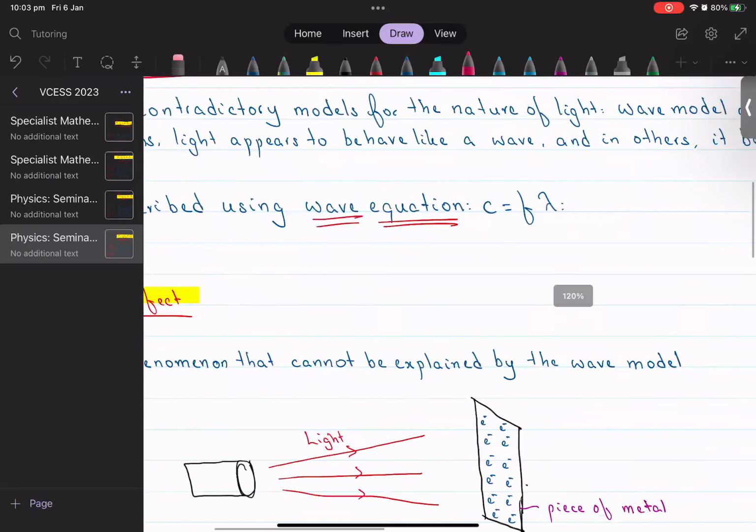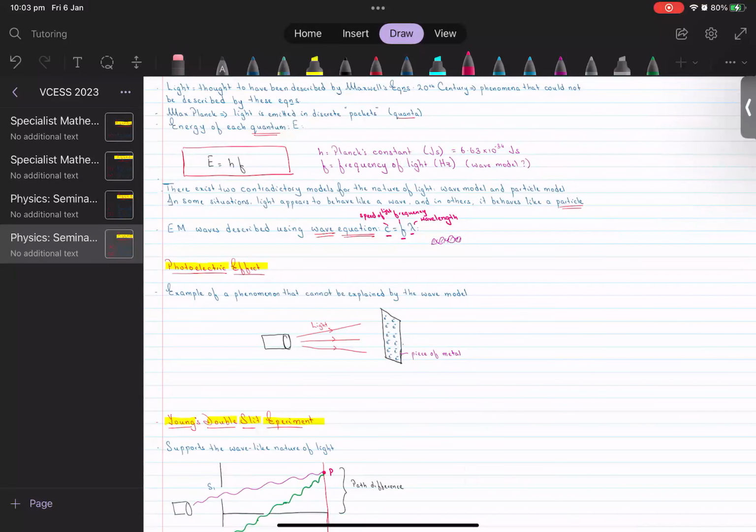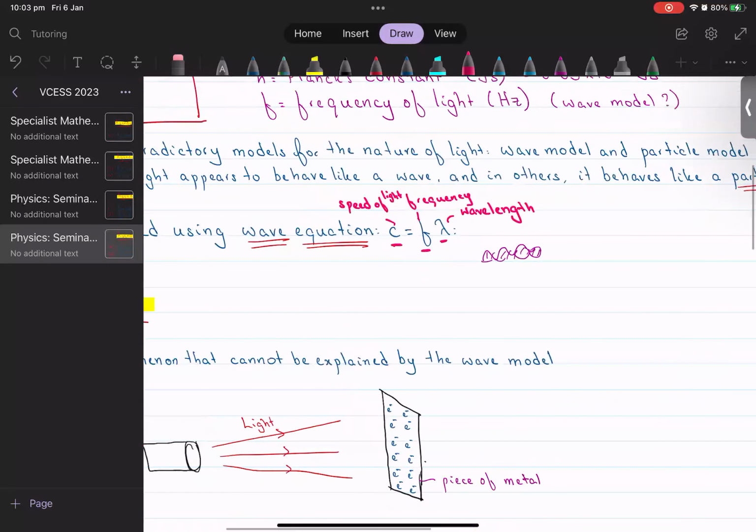So c equals f times lambda. Lambda here is the wavelength of the light. So it has a frequency and a wavelength, therefore we know that it's a wave straight away. So this is a frequency, and c is equal to the speed of light, which we know. Okay, so E equals hf, but c equals f lambda.